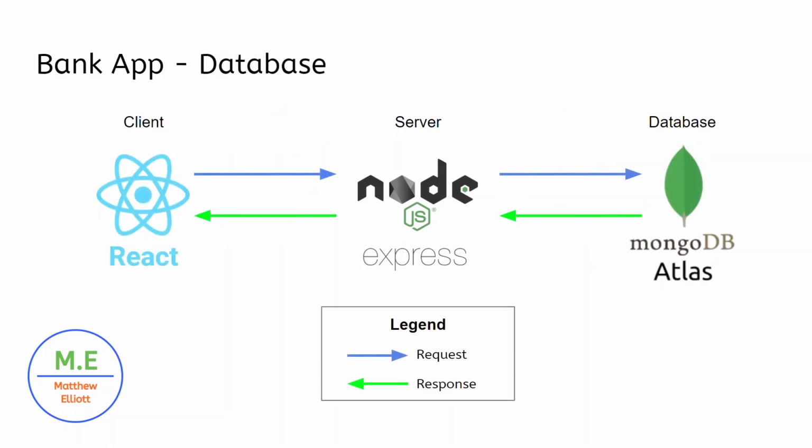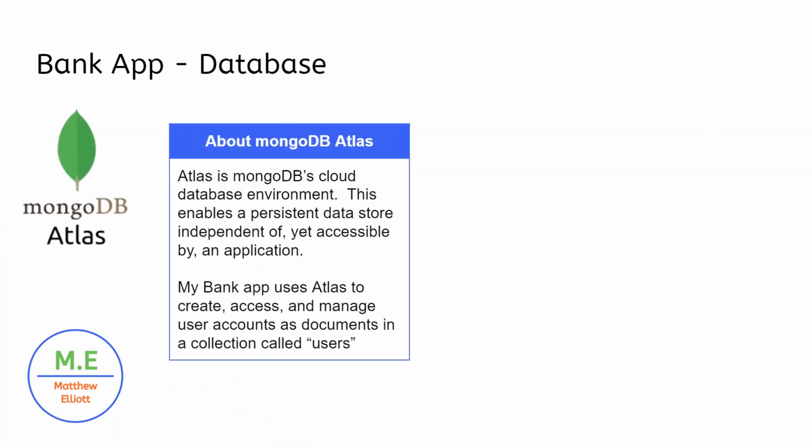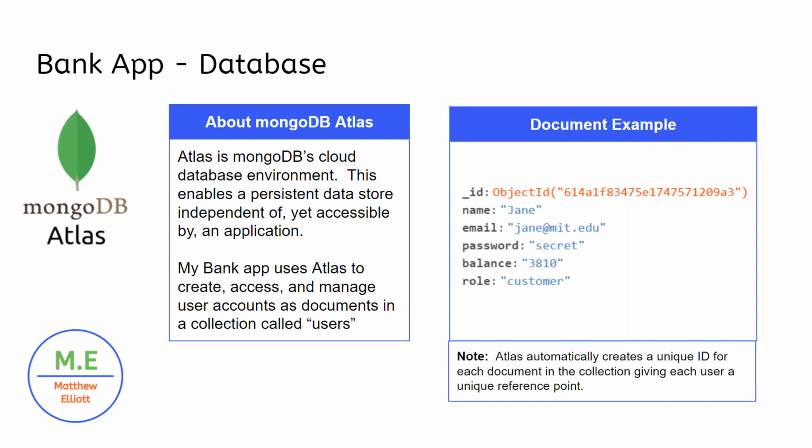So let's take a look at the database. I chose to use MongoDB Atlas, and that's a cloud version of MongoDB. What's nice about this is it provides a persistent data layer that's independent of yet accessible by an application. So this is not part of my code base. It's a cloud solution that I'm able to access with my app.